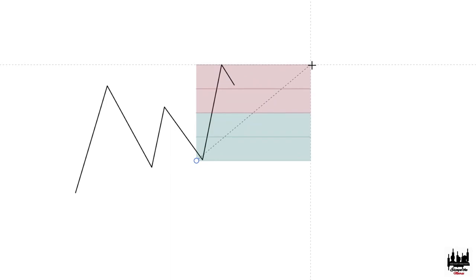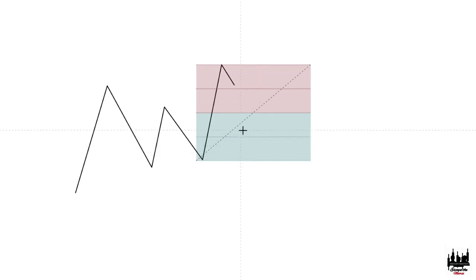So the first step in identifying the premium and discount levels, you need to identify your operating range. Your operating range is basically your last major swing low and your last major swing high. And everything inside of here is your operating range. So what you do next is you pull out your fib and make sure you cover your operating range. And I'm going to show you the settings in a second.